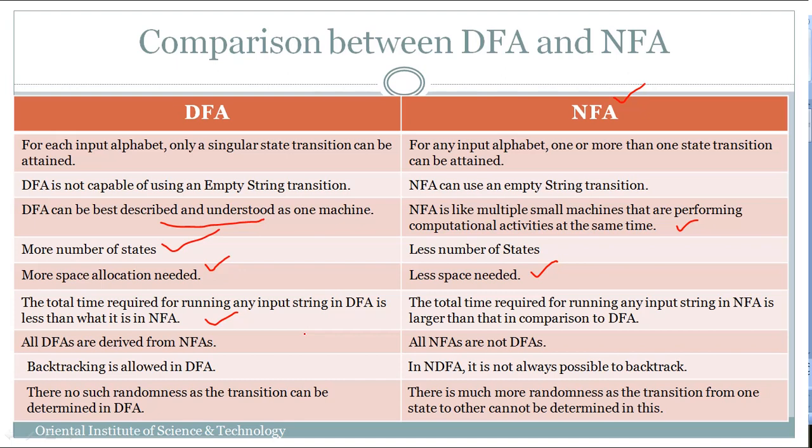Then all DFAs are derived from NFA. That means every NFA has a corresponding DFA, so both are equivalent machines and their power is the same. Backtracking is allowed in the DFA, but it is not allowed in the non-deterministic finite automata. And there is no randomness in DFA, as the transition can be determined, but in case of NFA we have randomness because there are multiple transitions.